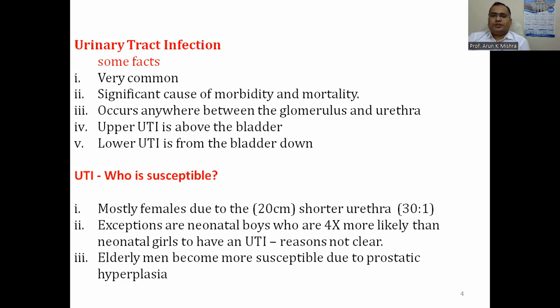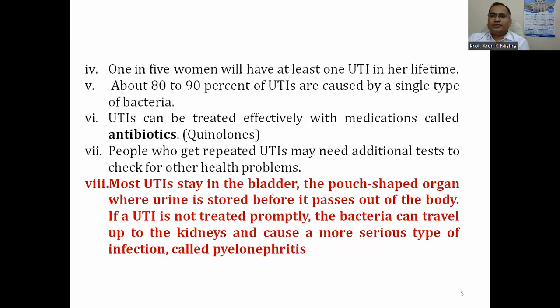Now, the question arises, if this is so common, then who is more susceptible to UTI? Mostly females are more susceptible than males because the total length of the urethra is shorter in females. So there are chances that bacteria may easily invade the urinary system and get colonized. In that case, the UTI may proceed. But apart from this, an exception is neonatal boys, who are 4 times more likely than neonatal girls to have a UTI, and the reason for this is still under investigation and not clear yet. Elderly men may become more susceptible due to prostatic hyperplasia. So one important fact we can highlight is that mostly females are more susceptible to urinary tract infections.